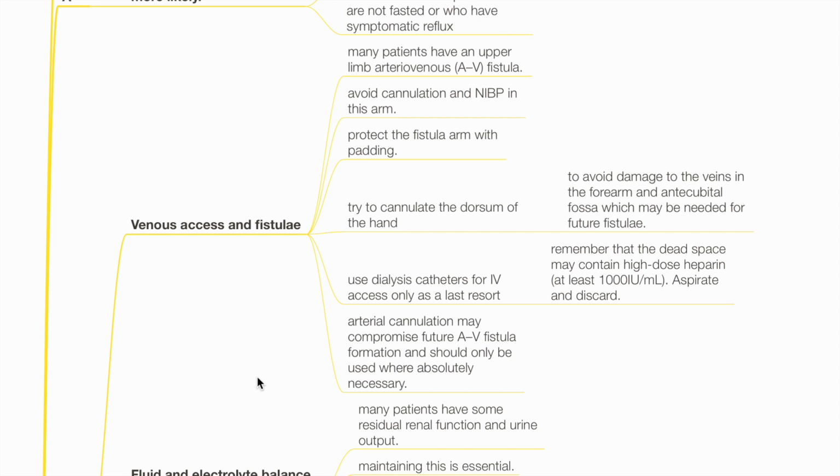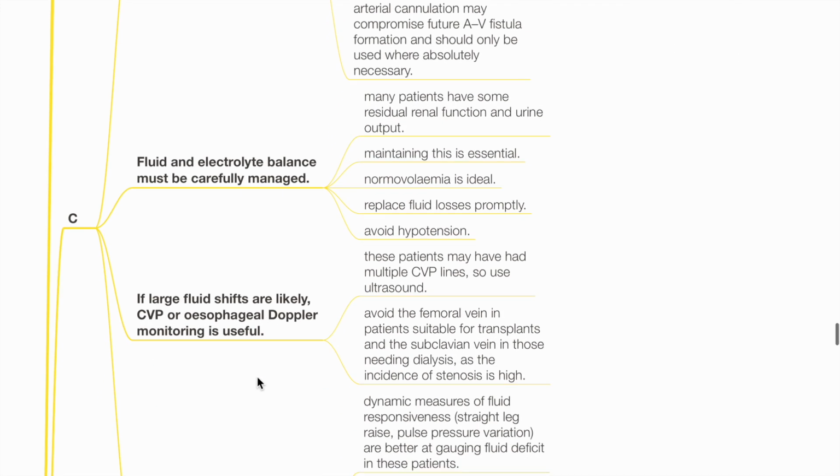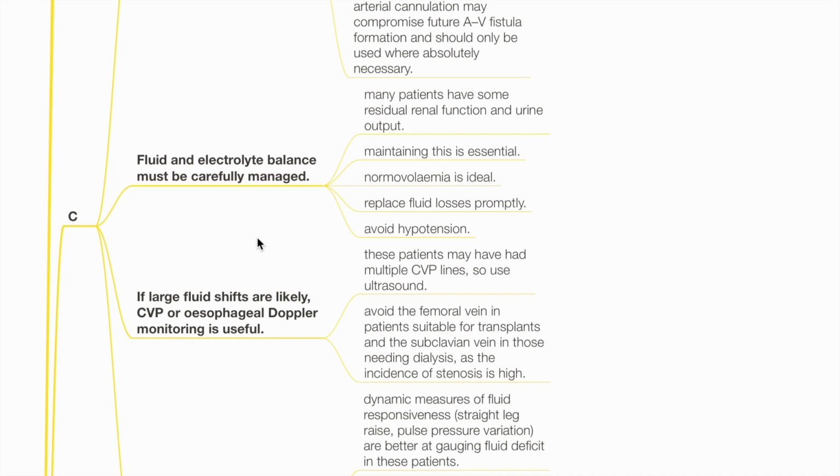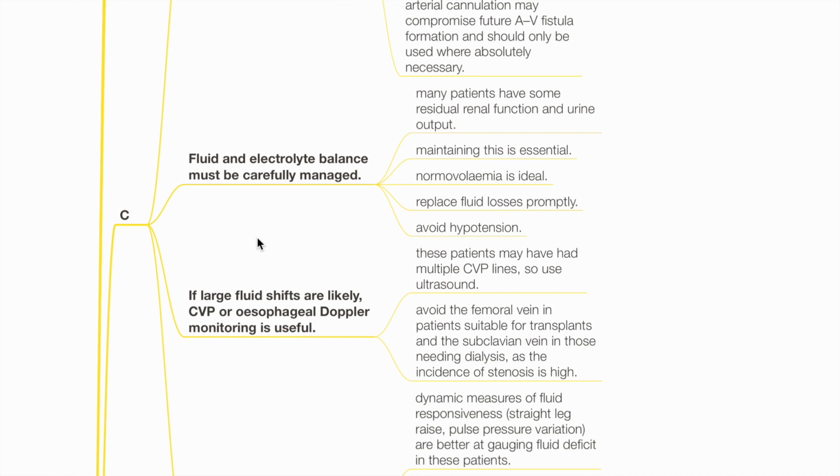Arterial cannulation may compromise future AV fistula formation and should only be used when absolutely necessary. Fluid and electrolyte balance must be carefully managed. Many patients have some residual renal function and urine output.